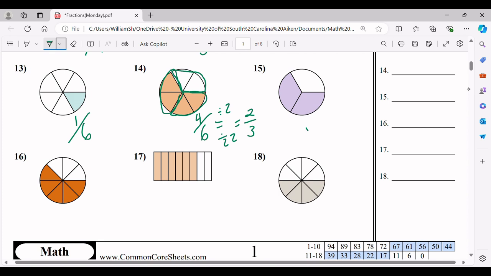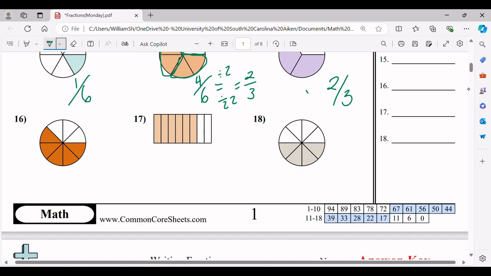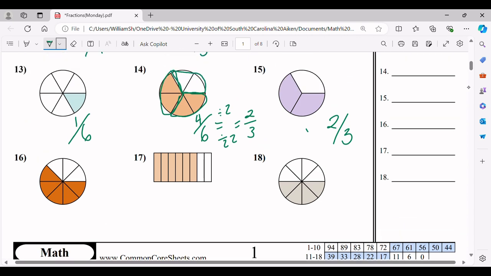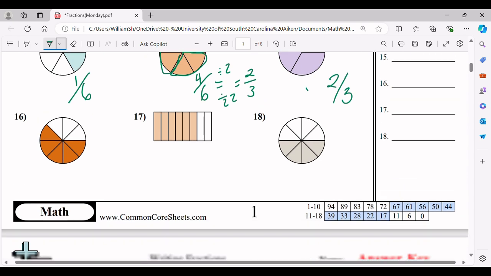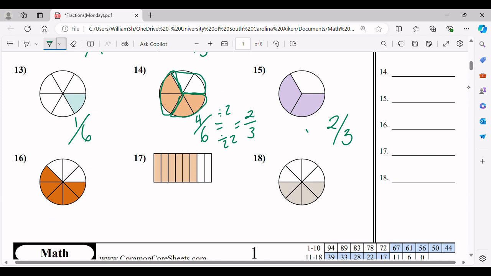Alright, this looks exactly like 15, where we have 3 pieces and 2 are shaded. 2/3. Alright, 16. The cool thing about 16 is it looks a lot like 14 and 15, but it's broken into a different amount of pieces. So here we have 1, 2, 3, 4, 5. Right? And how many pieces do we have total? We have 1, 2, 3, 4, 5, 6, 7, 8.